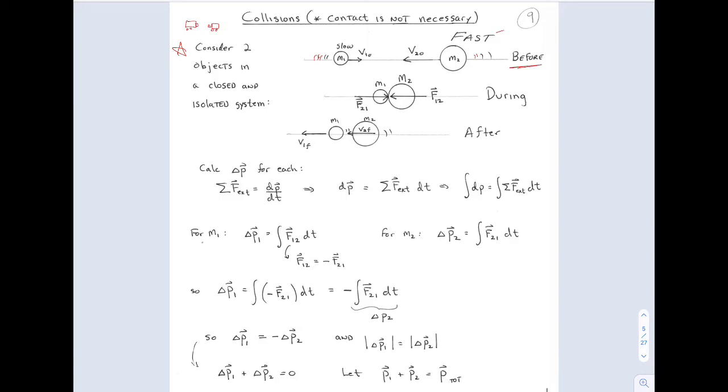So this is my before picture. This is my during picture. Okay, so when they collide, they exert forces on each other.